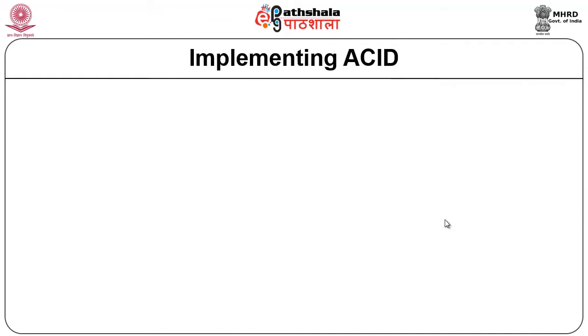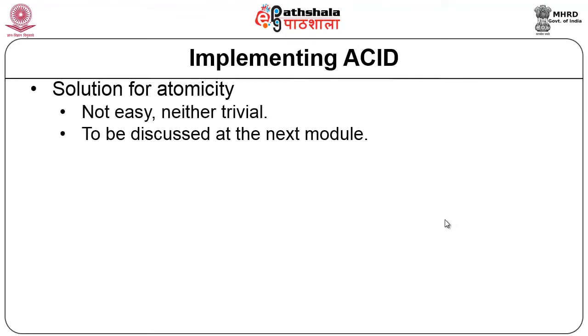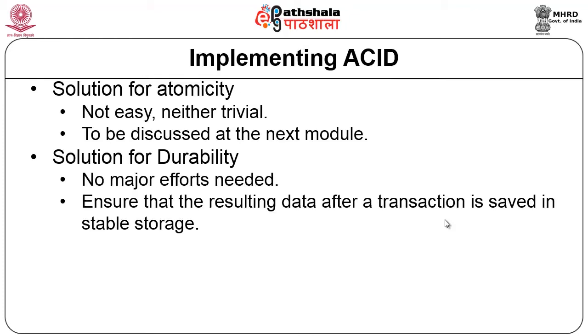So, how do we implement ACID? We have to take each property and ensure that that property is implemented. Implementing atomicity is something that we will discuss in the next module. We will talk about a solution for durability. It is very simple to ensure durability. Whenever a transaction has completed, we put it in stable storage, and therefore ensure that the result is durable.